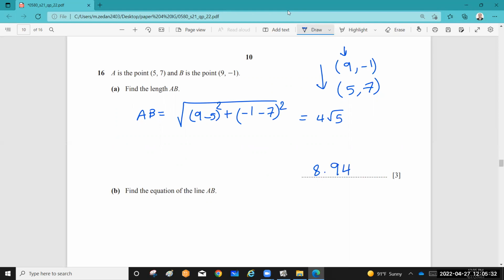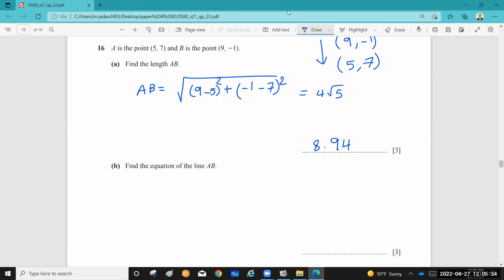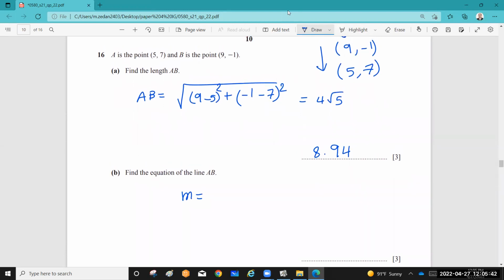Okay, find the equation of line AB. For the equation of the line, you need to find the slope. M equals the slope. Look at these 2 points: -1 minus 7 over 9 minus 5, the difference in y over the difference in x. So the slope here is 8 over -4, or -8 over 4, which is -2.